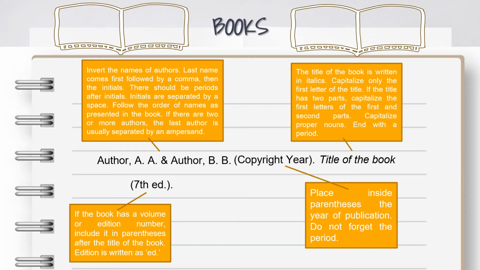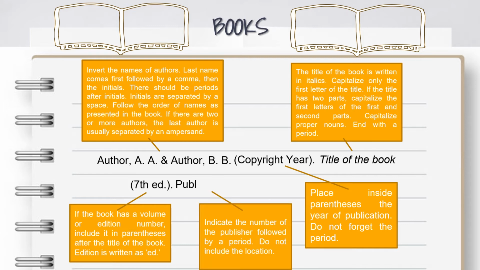But if the title of the book doesn't have any edition, then you can put the period by the end of this title. Okay? Next is the publisher or the name of the publishing company. You have to indicate the name of the publisher followed by a period. Do not include the location anymore.